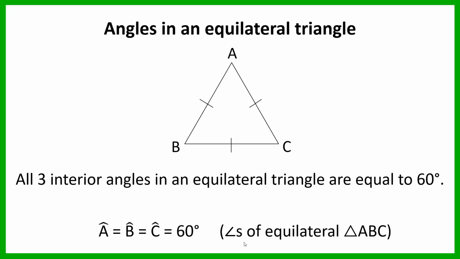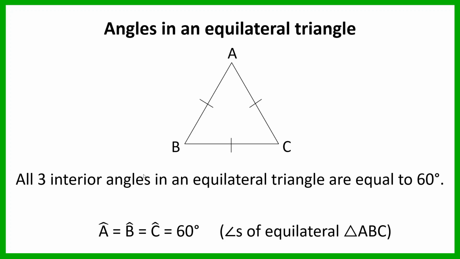The next property is that the angles in an equilateral triangle are all going to be equal to 60 degrees. So I can say angle A is equal to angle B is equal to angle C, which is 60 degrees. And my reason for that is because this is an equilateral triangle, so it's angles of equilateral triangle ABC. Remember, an equilateral triangle is a triangle that has all three sides equal in length.